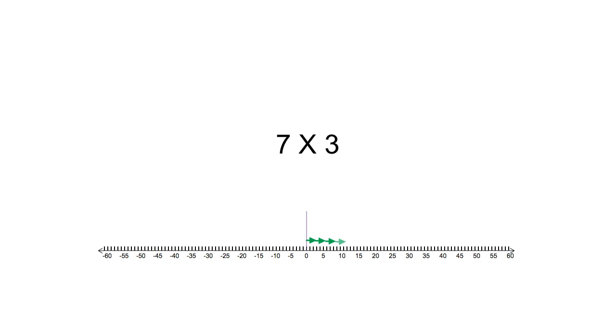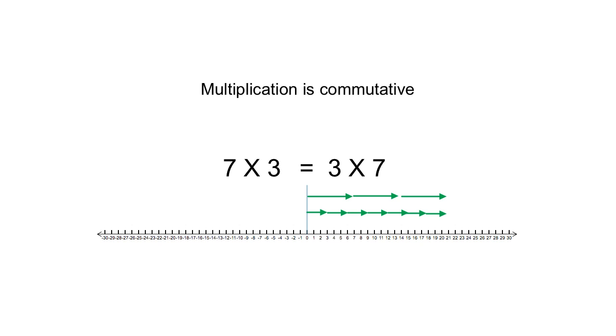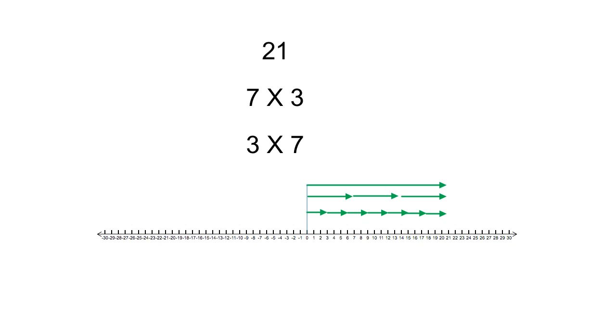As we discussed before, 7 times 3 is the same thing as 7 sets of 3. Notice that if we take 3 sets of 7, we get the same result. Both of these would be the same as starting off at 0 and simply going 21 steps to the right. The first thing that we notice is that 7 times 3 is the same thing as 3 times 7. The number line is a good way to show that multiplication, like addition, is commutative. And once again, we see the idea of equivalent forms.